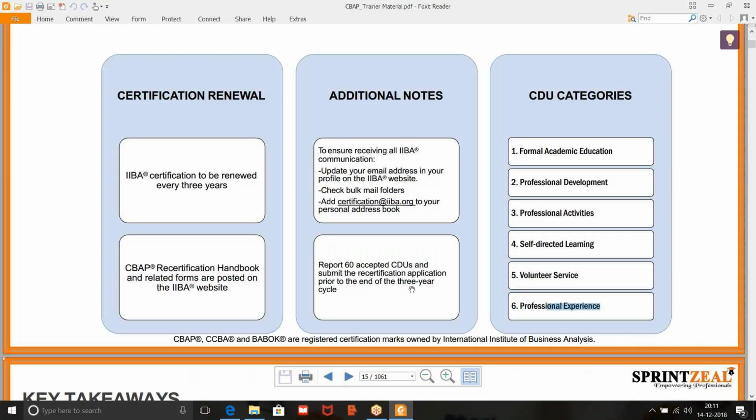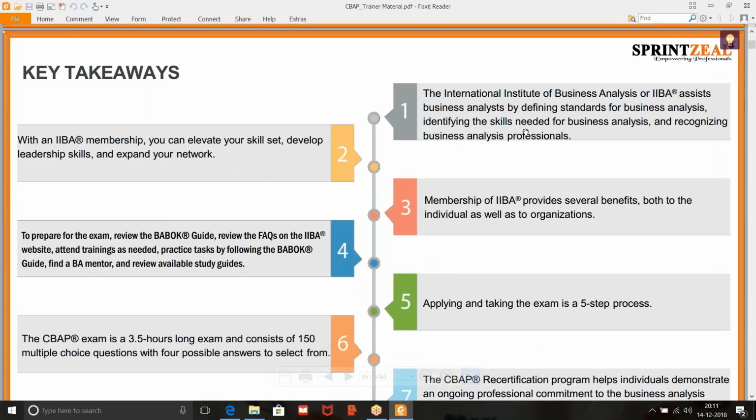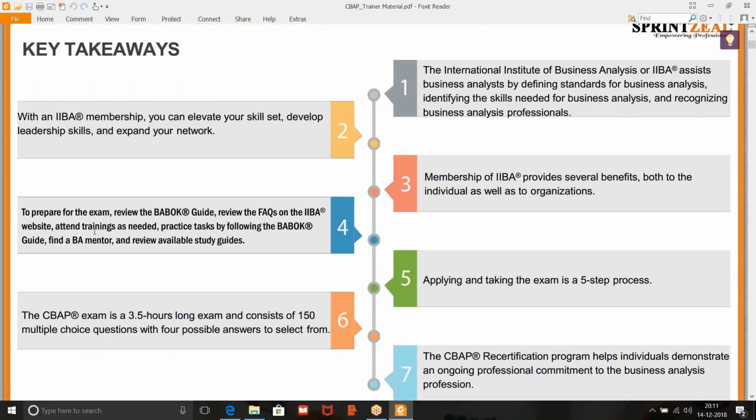Okay, so key takeaways. IIBA assists business analysts by defining standards for BA, identifying the skills needed for BA, and recognizing BA professionals. This is very important. I like this part, recognizing BA professionals. With an IIBA membership, you can elevate your skill set, develop leadership skills, and expand your network. Membership provides several benefits, as we know, to the individual and to the organization.